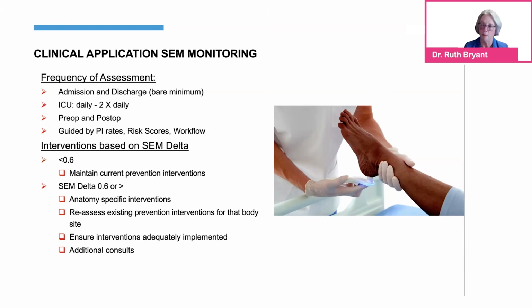And then the interventions that are based on the SEM Delta score: if it's less than 0.6, they're going to maintain their current prevention interventions. If it's 0.6 or greater, then they're going to implement anatomy-specific interventions. They're going to reassess the interventions they're currently using, because it might be that they're not being as diligent, or they might not be as effective as they thought they were being. And they're going to ensure that interventions are adequately implemented and achieve additional consults. I really believe that holistic approach of involving the healthcare team is really significant.